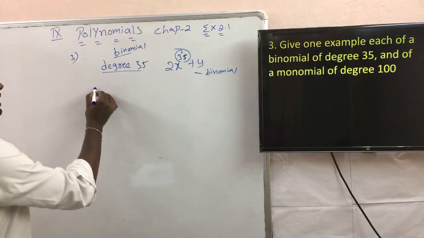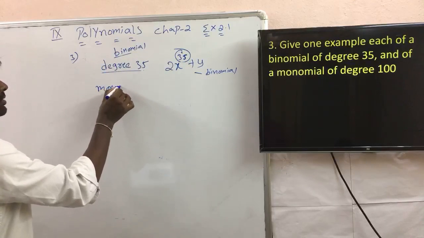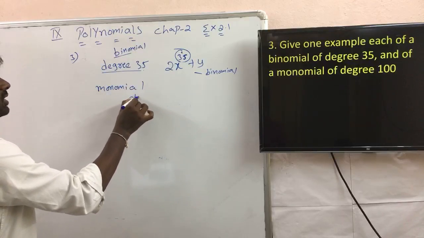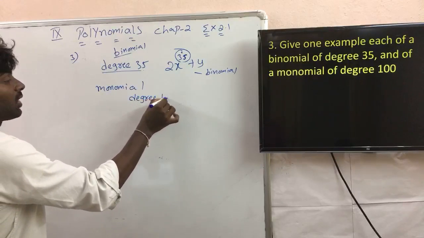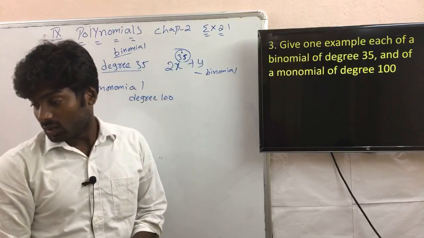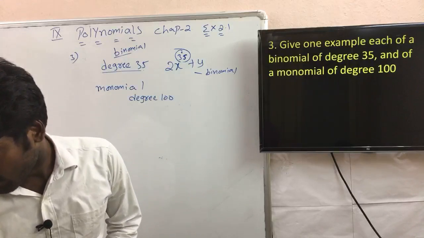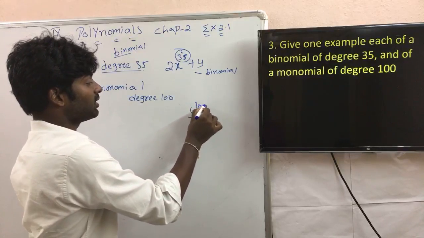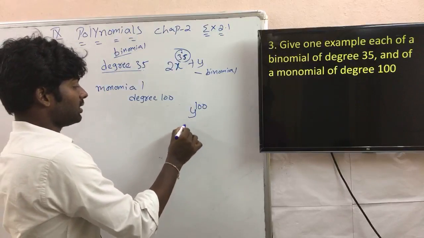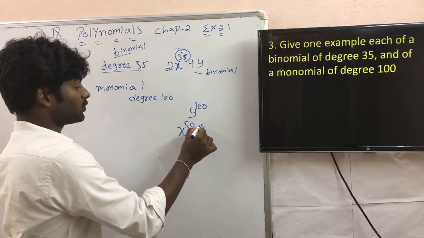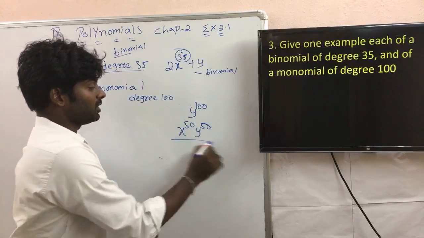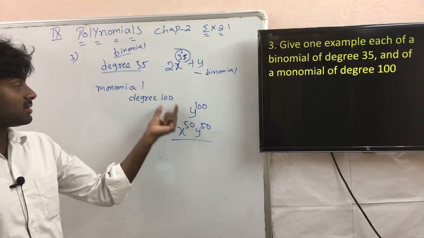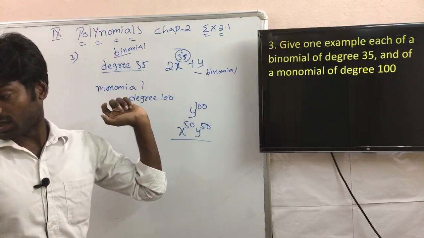Now I need monomial with degree 100. Yes, y power 100. You can take anything, y power 100 or x power 50 into y power 50. So it is monomial and degree is 100. 50 plus 50, 100. Okay.